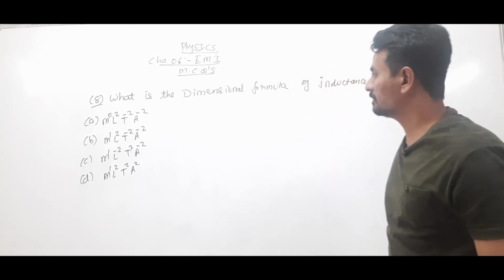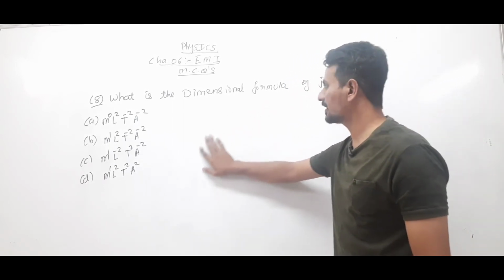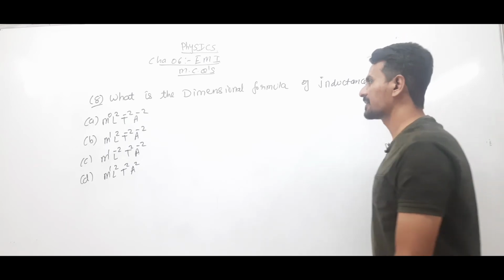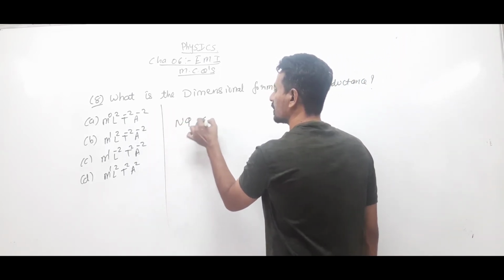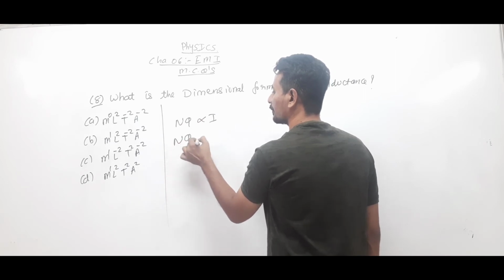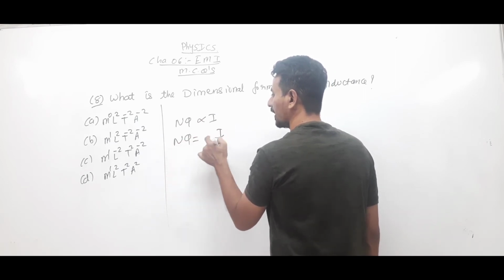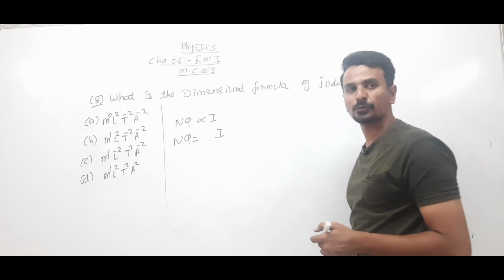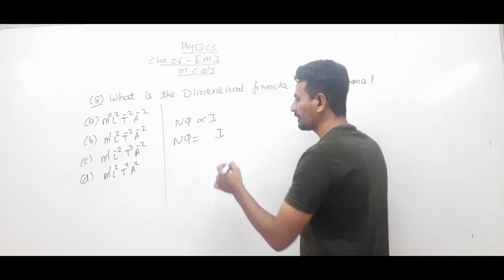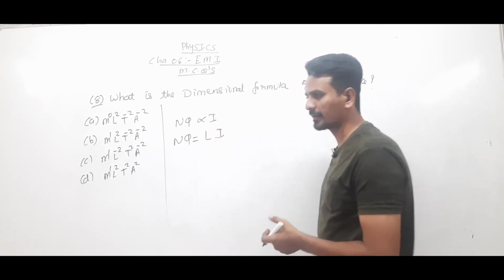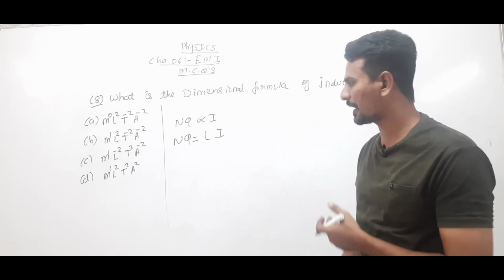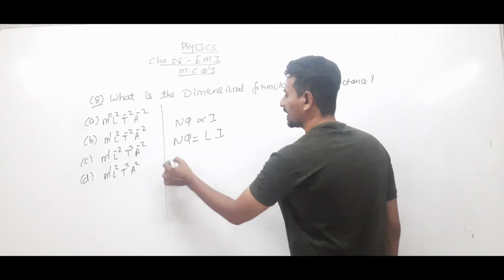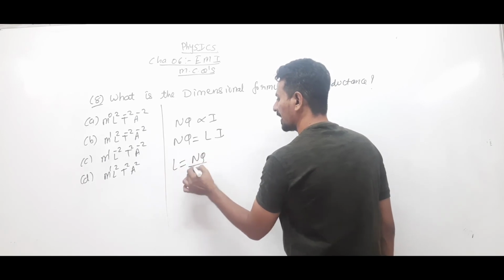Okay, the 8th one. What is the dimensional formula of inductance? So NΦ is proportional to I, so NΦ equals a proportionality constant times I. This proportionality constant is known as inductance. If I put L, this will be self-inductance. Self-inductance and mutual inductance will have the same dimension formula. So finally, L equals NΦ by I.